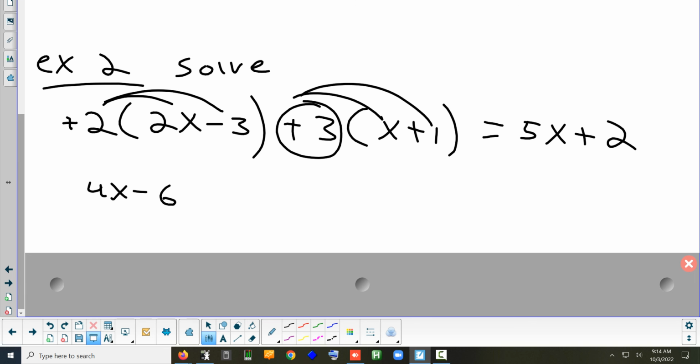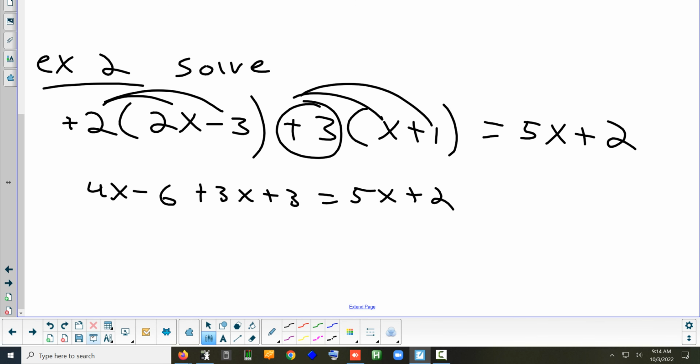And Eli, what about when I distribute the 3 to the x plus 1? You're going to get 3x plus 3. 3x plus 3. Okay, good. So we've distributed everything we can on the left. Declan, is there anything else I can do on the left? You can combine like terms. Yep, we can combine like terms. And Elva, can you tell me what I get when I combine like terms?